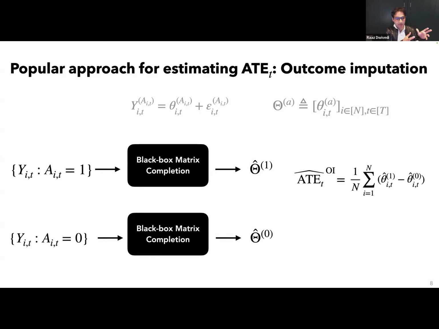So I'll use the outcomes under intervention 1, complete it to get the parameters associated with intervention 1, call it theta hat 1, the big matrix. And I'll do the same for intervention 0. I get another matrix, and I'll do this difference in means from these estimates. And this would be the analog of just regression-based estimate in observed confounding. Here it's outcome imputation. And this would work well if these theta matrices have low rank. Like, that's very well established.